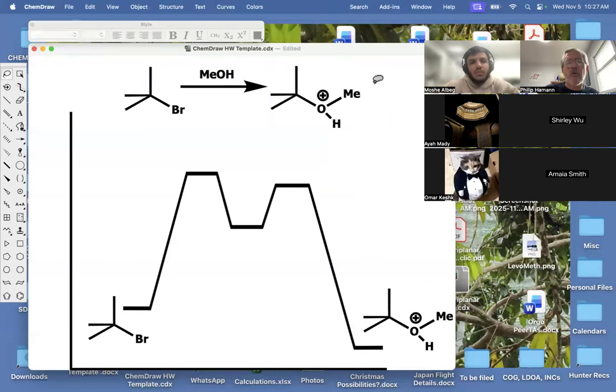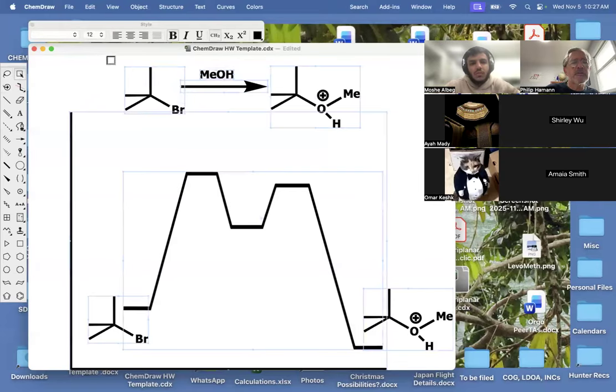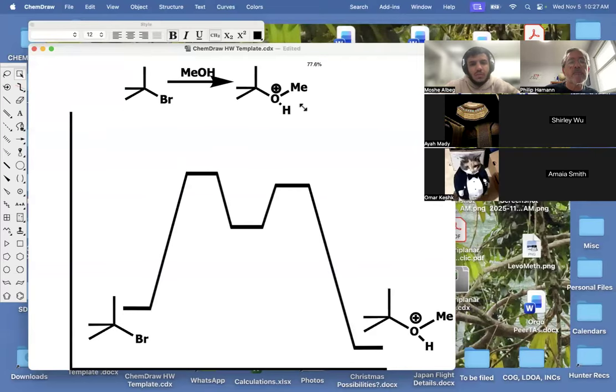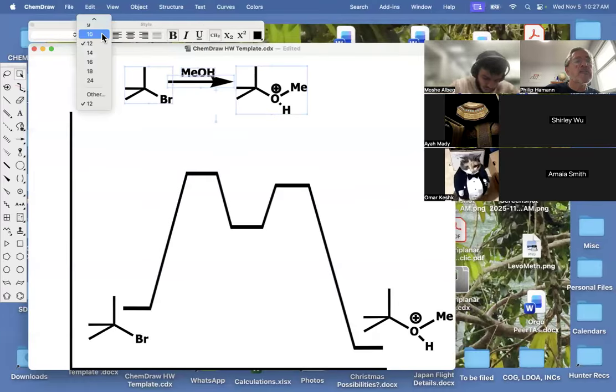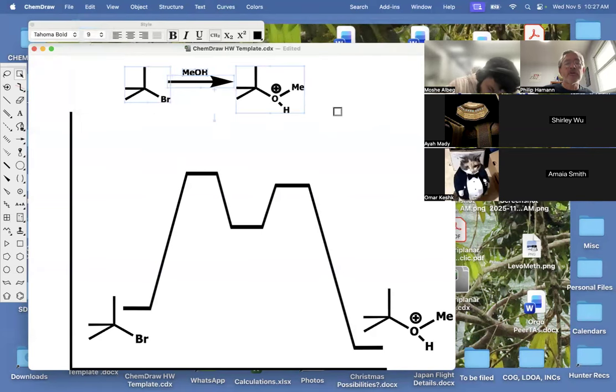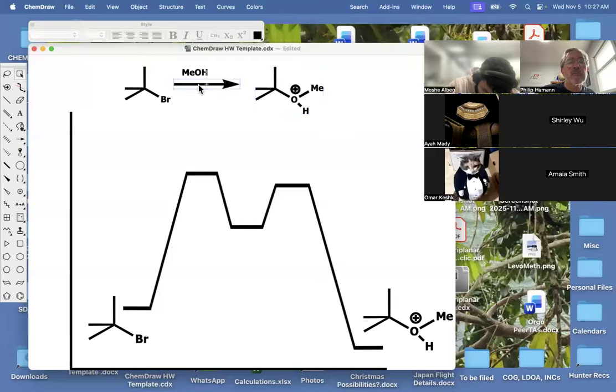Oh, I don't want the whole page. Stupid program. This program can be improved in so many ways. You can imagine organic chemistry drawing programs do not have a major market.